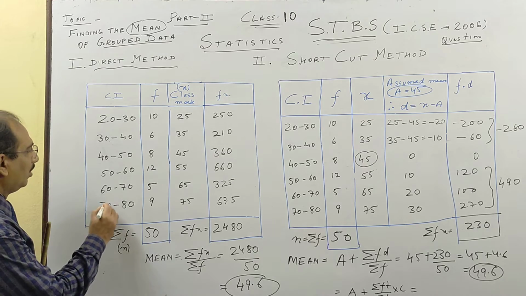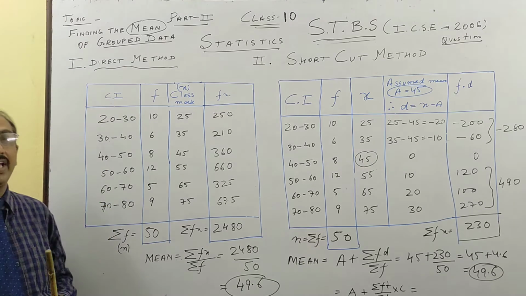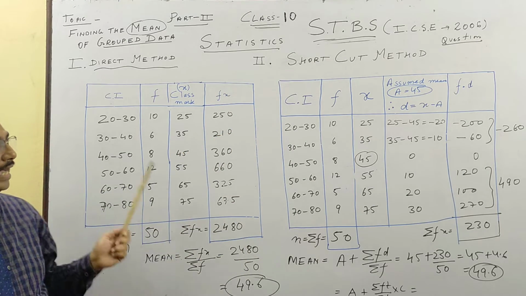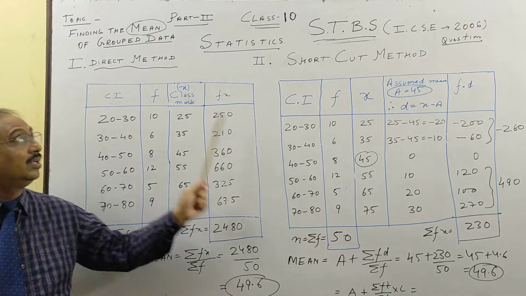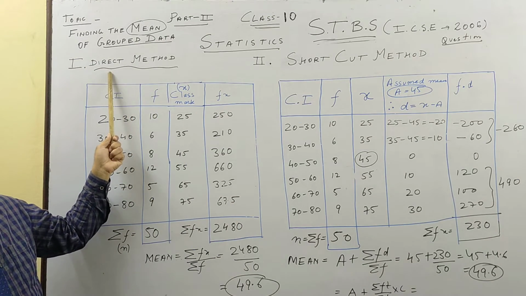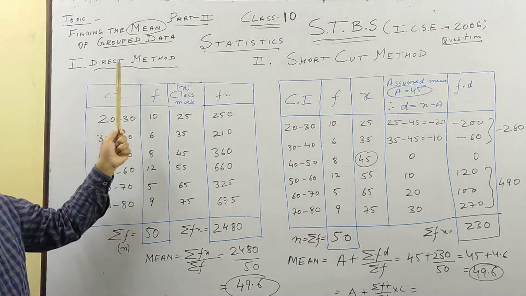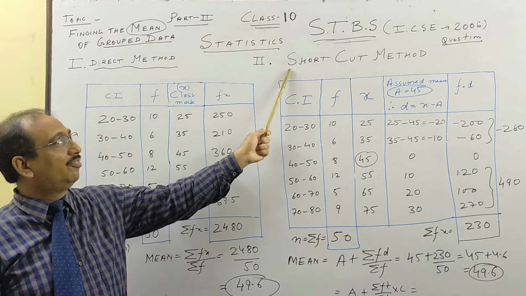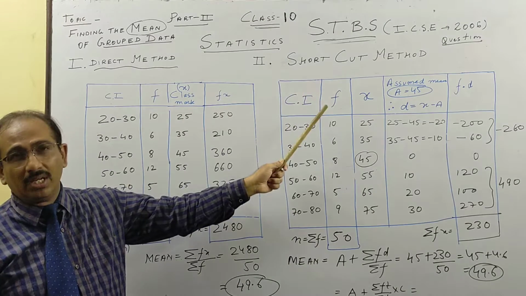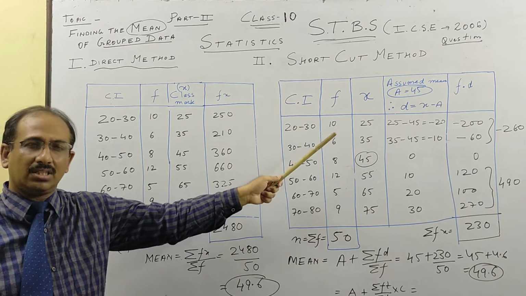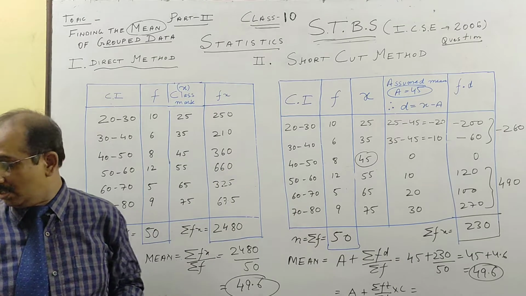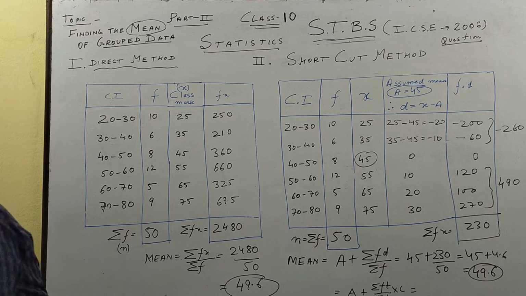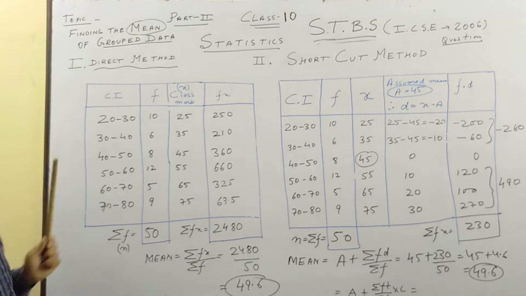Suppose you have one example. I have taken this question from ICSE 2006 and let me show you the same sum by three methods. First is the direct method. On the right side I have the shortcut method, and with a little alteration we will get the third method called the step deviation method. So we start with the direct method.